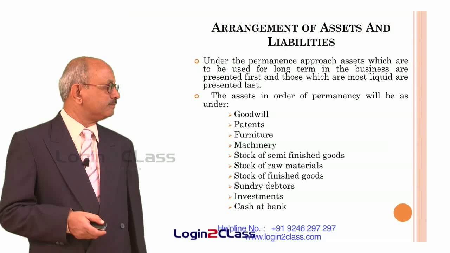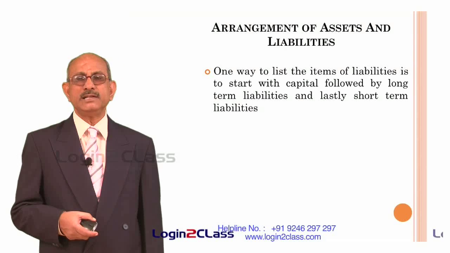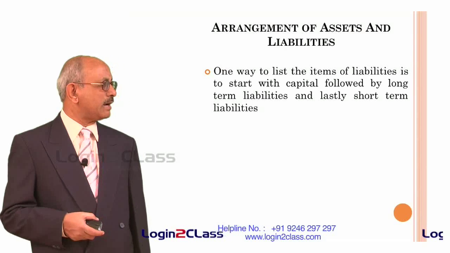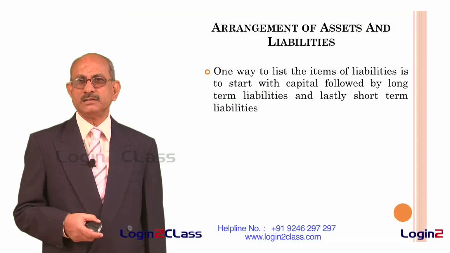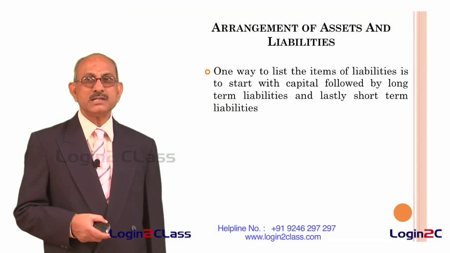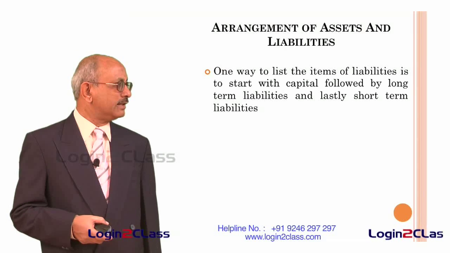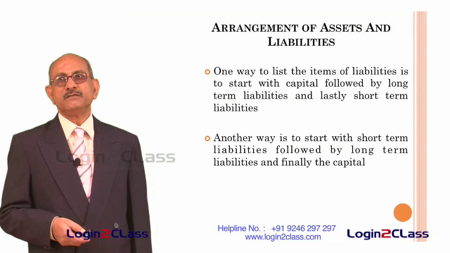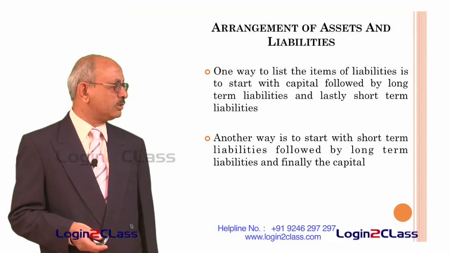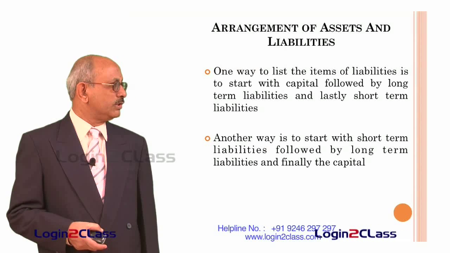And in the case of liabilities also we have to arrange. One way to list the items of liabilities is to start with capital, followed by long term liabilities, and lastly short term liabilities. So, the first item is always capital, and then long term liabilities and short term liabilities. Another way is to start in the opposite direction, that is first show the short term liabilities, followed by long term liabilities, and finally the capital.